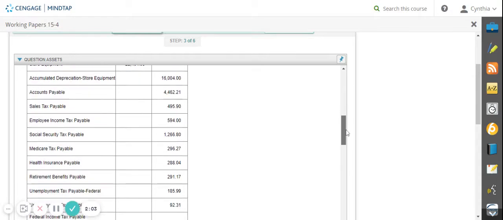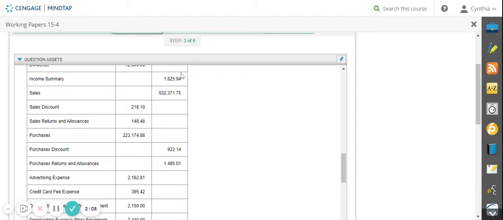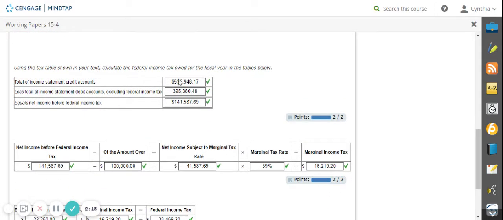Those accounts start at the income summary account. You will include income summary, and you'll add up all your credits and you'll add up all your debits. And that's where I came up with these amounts. You don't include your assets, liabilities, or owner's equity accounts in there, just your revenue and expenses, the money coming in, money going out. That's what these totals are. You subtract the two and get the amount of net income before federal income tax.